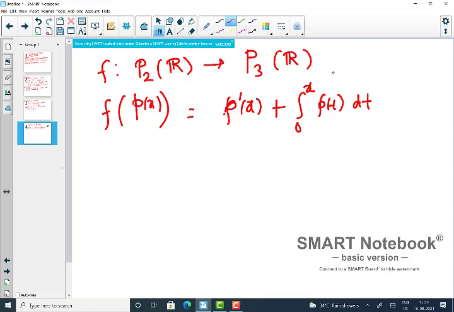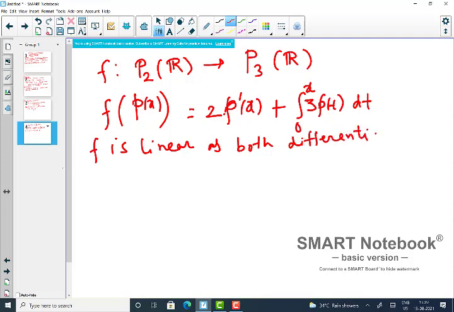Obviously you can give some constant here, it doesn't matter, you can put some constant here and some constant there, and accordingly you can find the result. In particular, let me just put 2 here and 3 here. This is arbitrary, you can put any constant. Okay, so you can easily say this is a linear map. The derivative is also a linear map, the integral is also a linear map, right? So this F is linear as both differentiation and integration are linear, right?